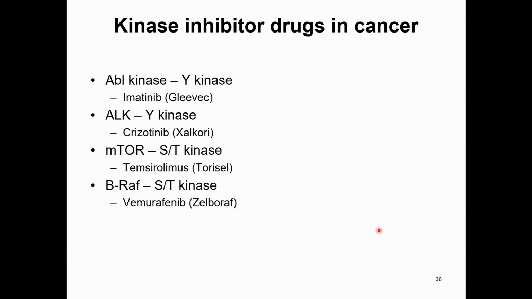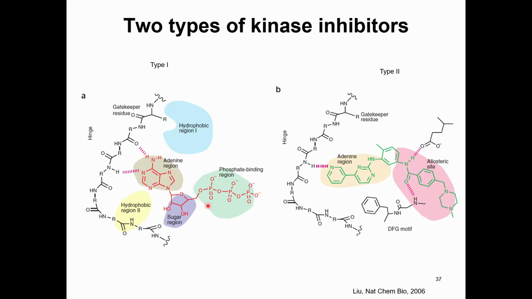So many of these oncoproteins encoded by mutated oncogenes are kinases, and here are some of the famous ones: Abl kinase, mTOR, RAF, ALK kinase. Abl is like super famous. And these are some of the drugs that have been developed, like imatinib, crizotinib, et cetera, et cetera. And these are drugs that inhibit one of these pathways.